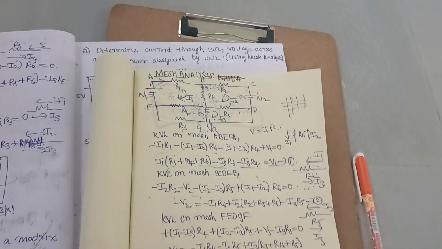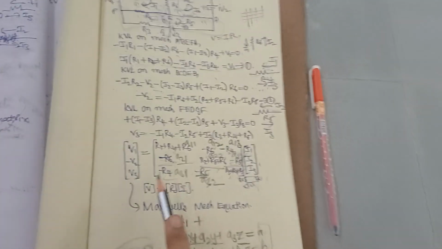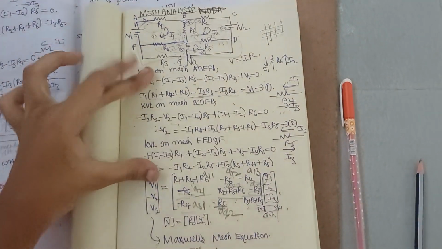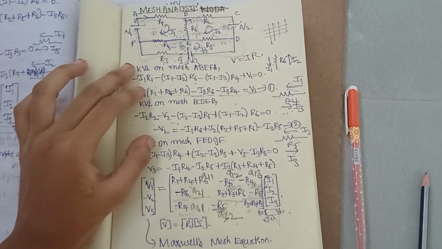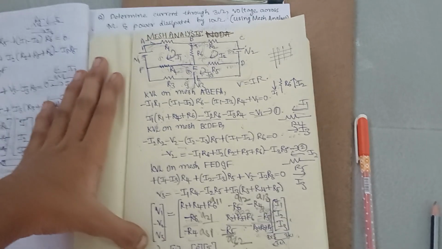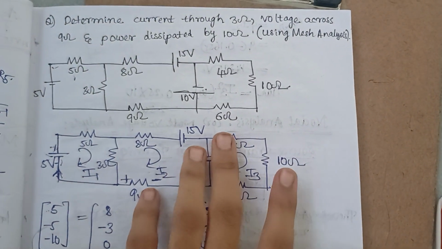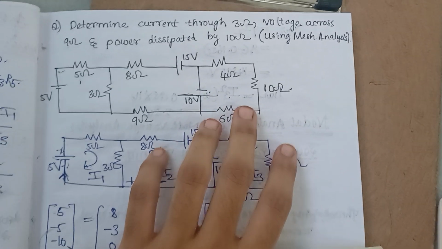And what are the unknown values here? We have I1, I2, I3, right? So in this way, we'll write this Maxwell mesh equation instead of solving all of this. Let us see a problem on how to write this Maxwell equation directly with the help of a numerical. But as the video is getting lengthy, I'll make a separate video on this problem.